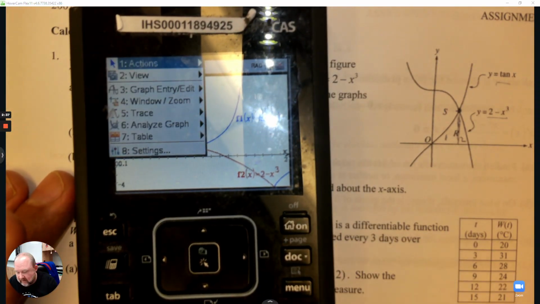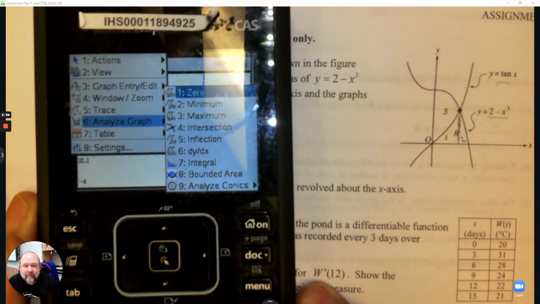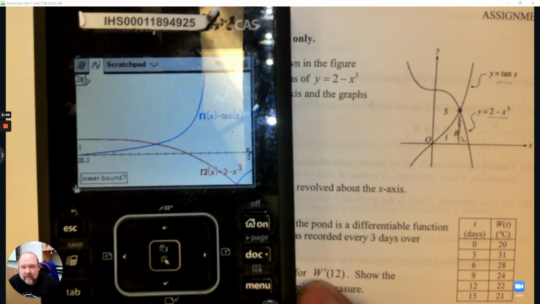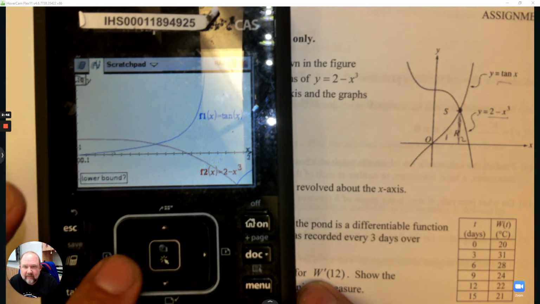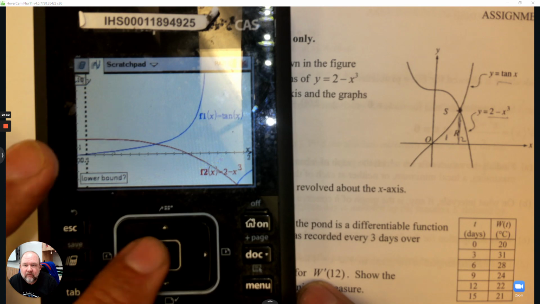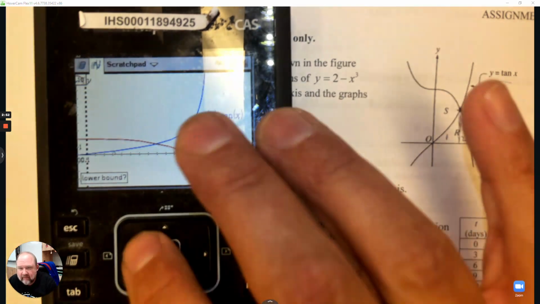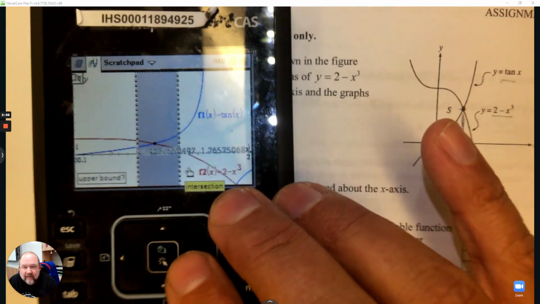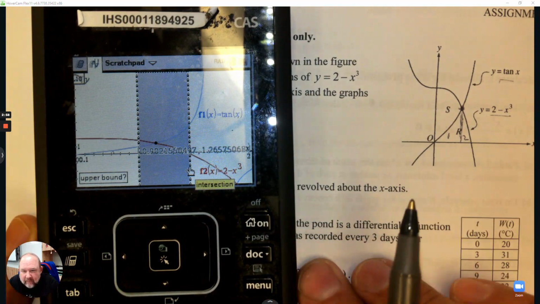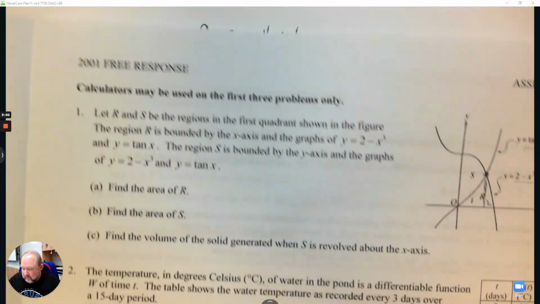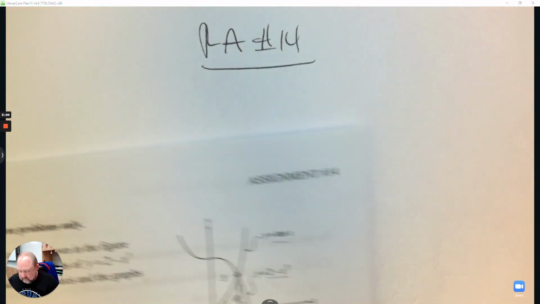So menu, analyze, and then point of intersection, that's 4. So I'm going to move it to the left. There it is. It's already to the left. There we go. Press down and then highlight over it. And then what is that point? And it's 0.902. So I need to know that point. 0.902.